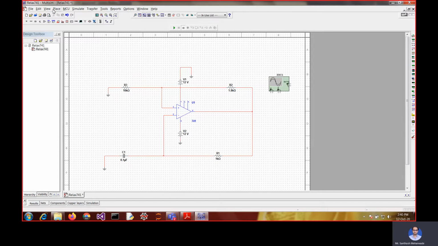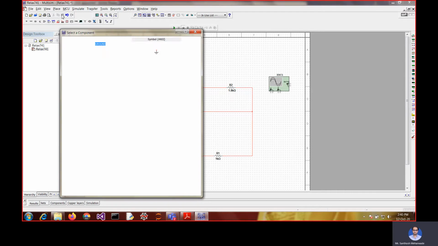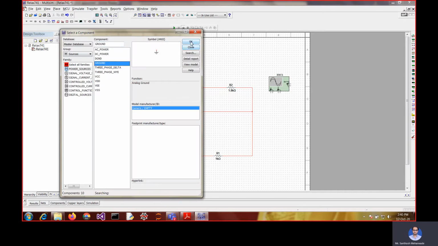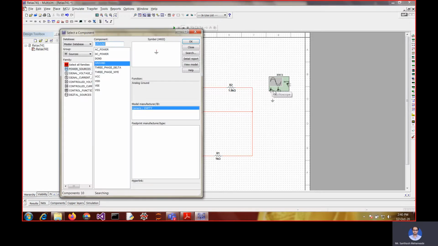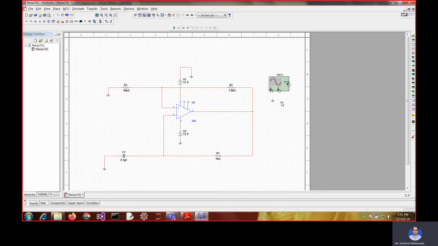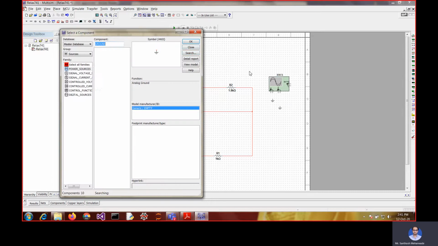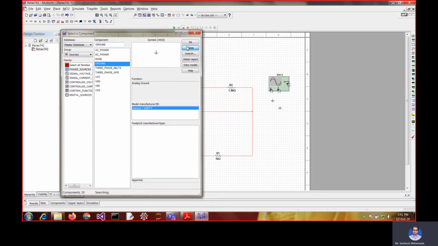Next, again I will go for Place, select the component, and select the ground. Just below the negative terminal of channel A, you can see there is channel A and channel B. We are bothering only about positive values, not about the negative values. So the ground is kept just below the negative terminal of channel A. Similarly for channel B also I am going to keep one, just below, like this. So this is over.